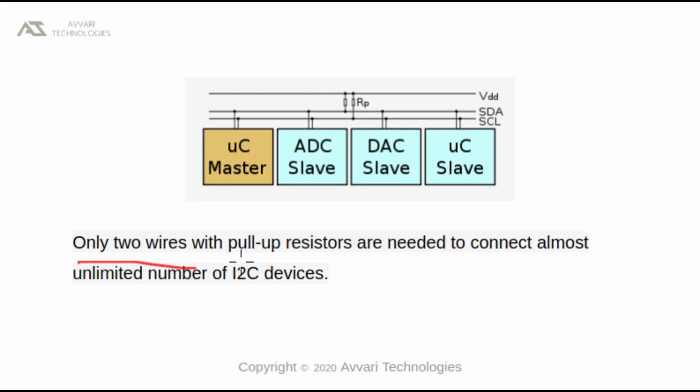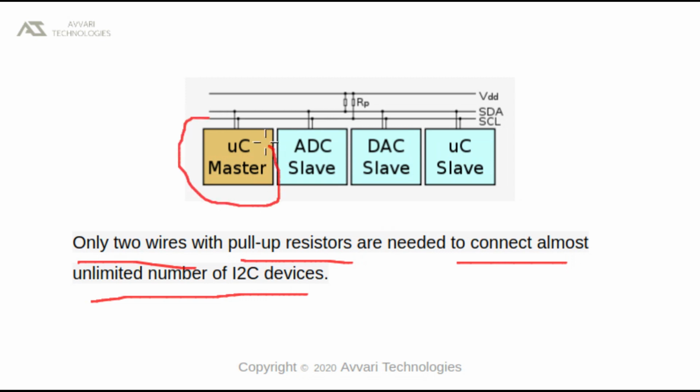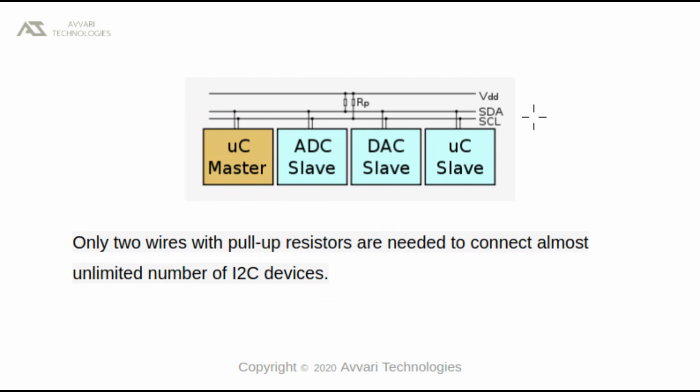Only 2 wires with pull-up resistors are needed to connect almost an unlimited number of I2C devices. We have our master device here and we have multiple slave devices here. We need just 2 wires to connect almost an unlimited number of slave devices. Each device has its own address. All we need is device addresses to communicate between a master and a slave.